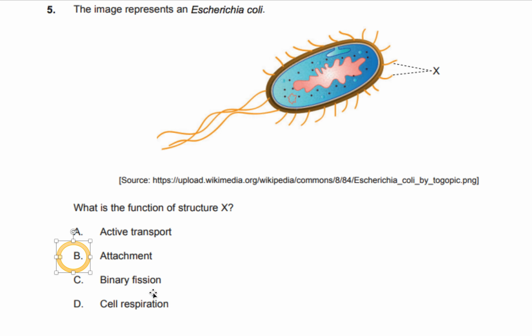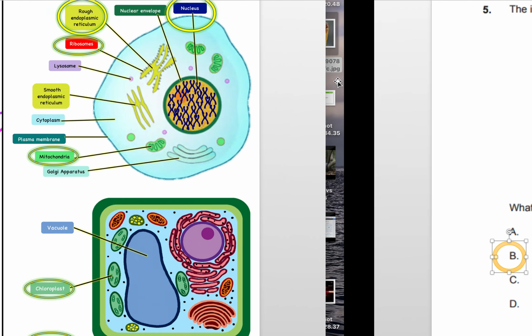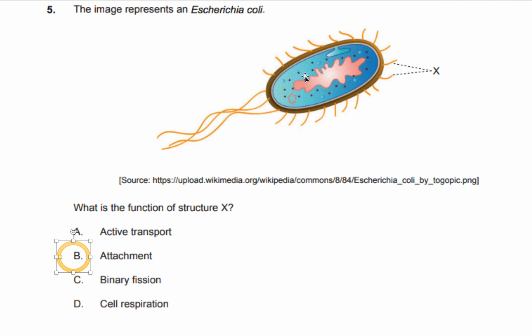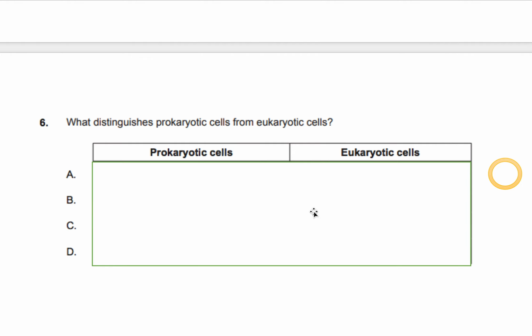How about binary fission? This is definitely not an option because binary fission is a way of splitting, so it's not really a structure. So this thing does not do cell splitting, okay? It does not do binary fission. Cell respiration, no. Cell respiration would happen inside the cell, okay? Normally in a eukaryotic cell, it happens in the mitochondria, in the specific compartment of the mitochondria. But we know prokaryotic cells do not have compartments, so it just happens randomly inside the cytoplasm. There's no specific compartment for it. Okay, next one.